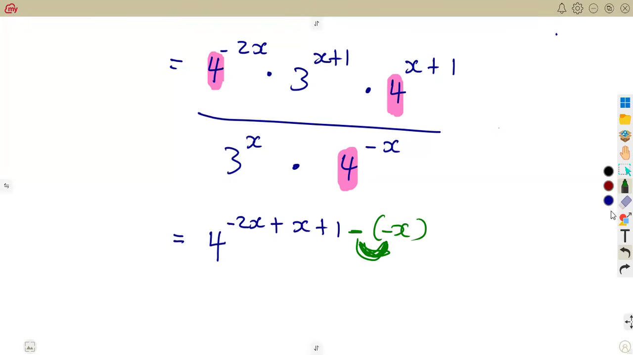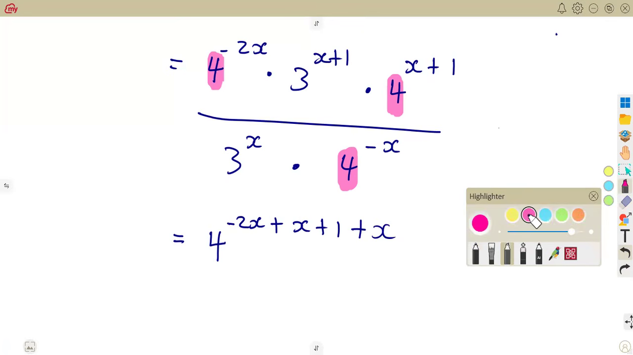But guys, what is minus x? Minus and minus gives us what? A positive. So instead, you can just write it as plus x. But the actual thing that happened is that we subtracted this. So minus and minus, it's a positive there. Please be careful.